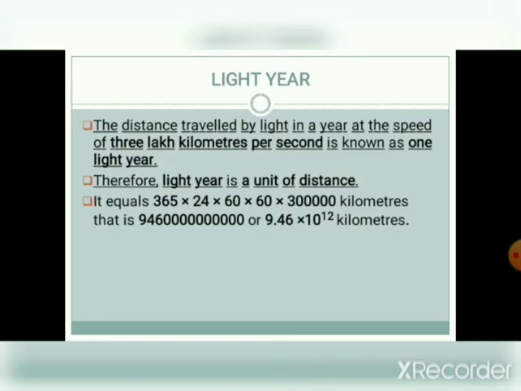And its value is equal to 365 multiplied by 24 multiplied by 60 multiplied by 60 multiplied by 3 lakh kilometers, which comes out to be 9.46 into 10 to the power 12 kilometers.